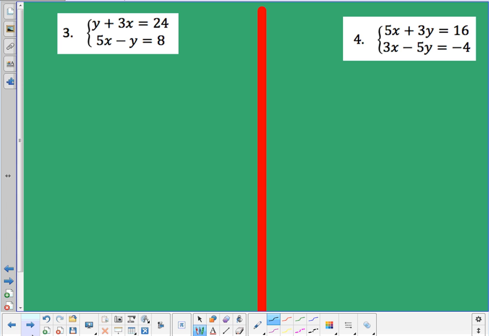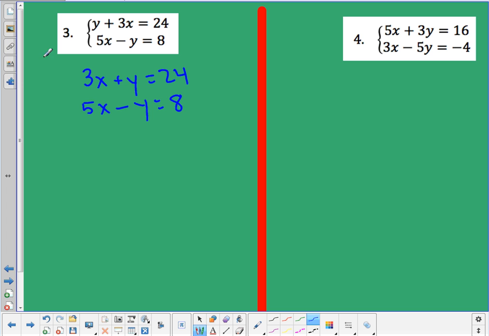Let's try number 3. When I take a look at number 3, the top equation has y plus 3x is equal to 24. The bottom equation, 5x minus y, is equal to 8. Now, the equal signs and the constants are lined up, which is great. But in this top equation, my y term and my x term have been flipped. I can really easily fix that. If I flip that 3x and that y back, I'd have 3x plus y is equal to 24. The bottom equation's already in standard form, so I'm going to leave that the same.